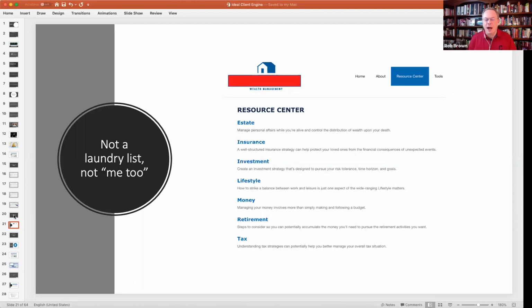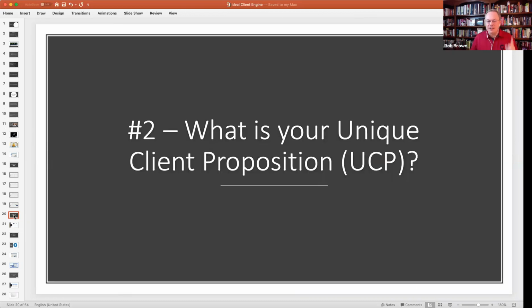And when you can describe your UCP properly, then you stand out to your clients, you stand out to your prospects, and you become more memorable, more referable, and your process is repeatable. So this is exercise number 2, step number 2, shift number 2.